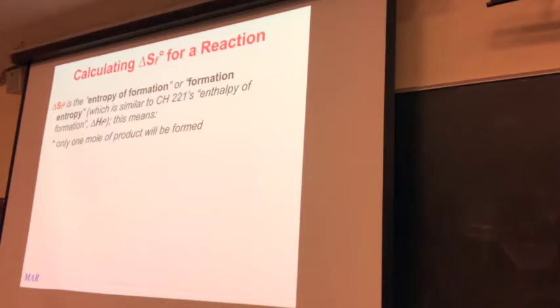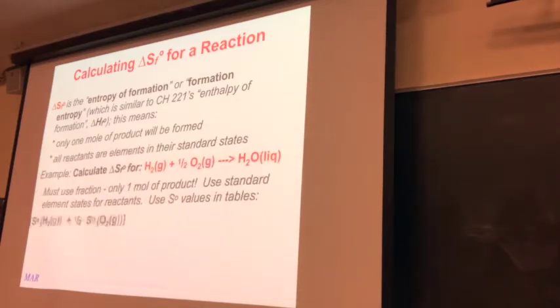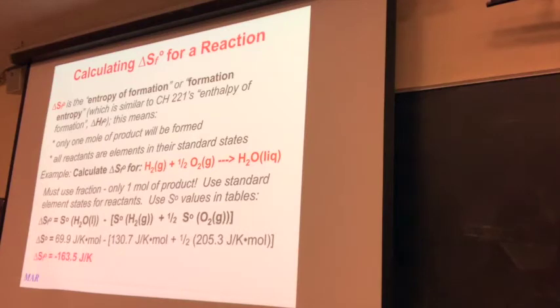And that little F just means formation. And the formation, if you see it for enthalpy or entropy, it means two things. First of all, you can have only 1 mole of product, and the other thing is that all the reactants are going to be elements in their standard states.